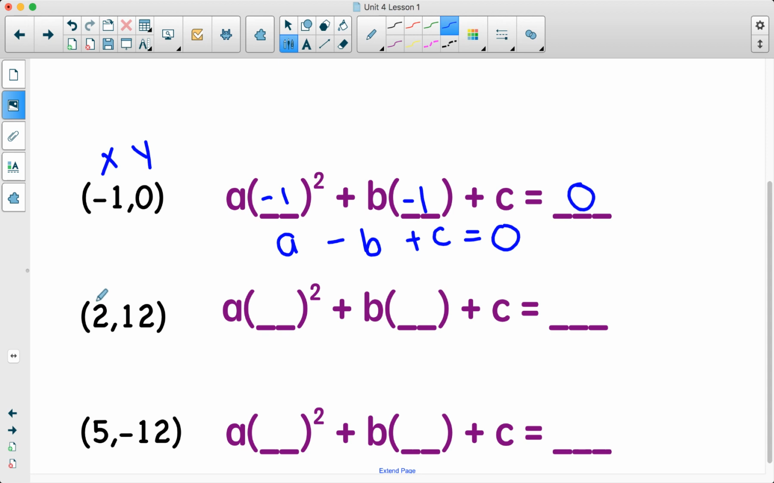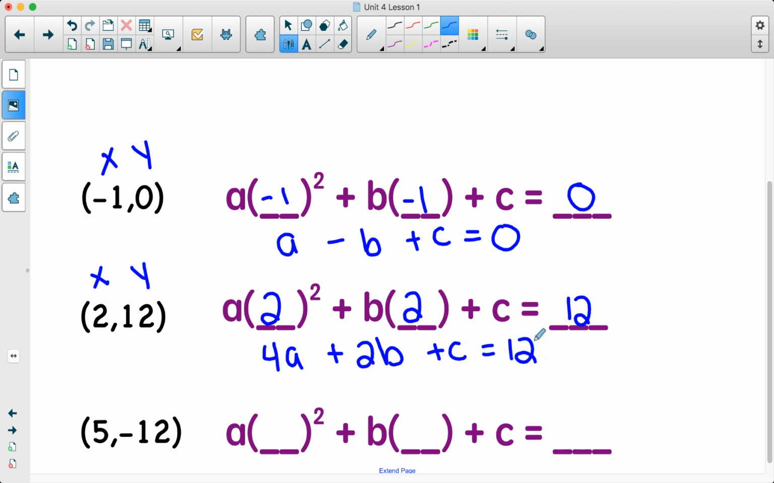Second equation, I'm using the point (2, 12). X is equal to 2. So in parentheses, I'm going to plug in my 2. And the whole thing is equal to the y value, which is 12. When we simplify here, 2 squared is 4. So this becomes 4a plus, this is just 2, so 2b plus c equals 12. There's my second equation that I'm going to use.